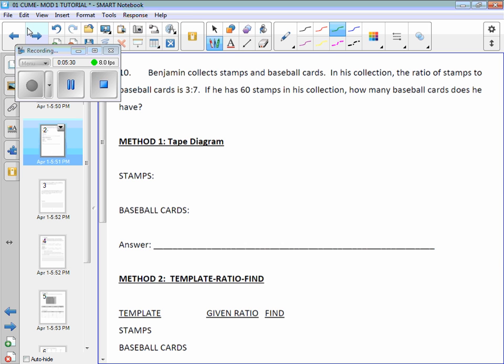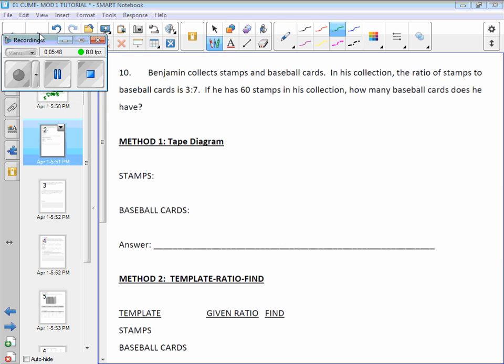We'll do it on my end first, and then I'll give you guys time to do it with your particular question. My number 10 is about stamps and baseball cards. I'm going to read it to myself, and I'm going to underline my key VIPs, things that I know are important that I'm going to need. First thing I'm going to underline is my given ratio, which is my 3:7. I'm going to need that.